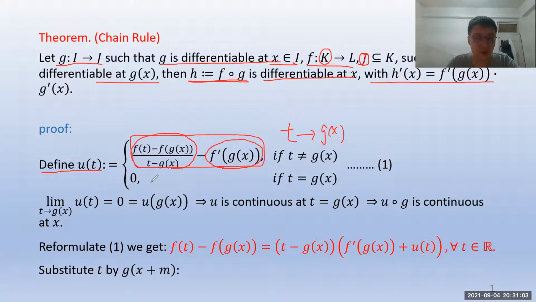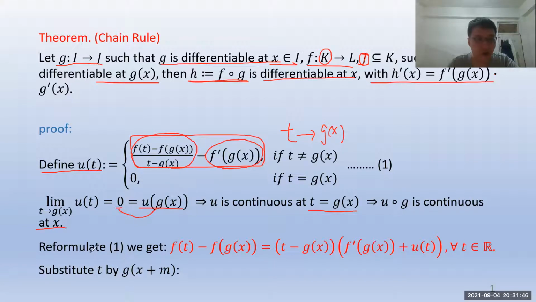So the limit of mu(t) as t tends to g(x) equals 0, and so we define mu(g(x)) equal to 0 in this sense. So by this definition, mu is continuous at t equal to g(x). So the composition function mu circle g is continuous at x. This property will be used in the final step.